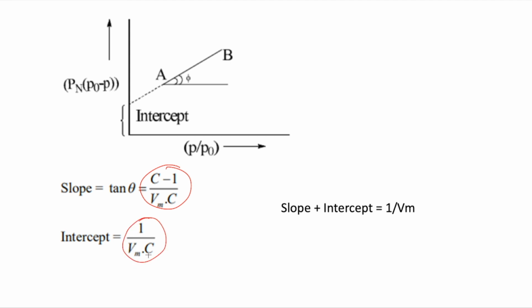Okay, so using them, you have to calculate the rest of the things. And remember that if you do slope plus intercept, you get 1 upon Vm. This is also one of the important things which you can take from BET theorem.